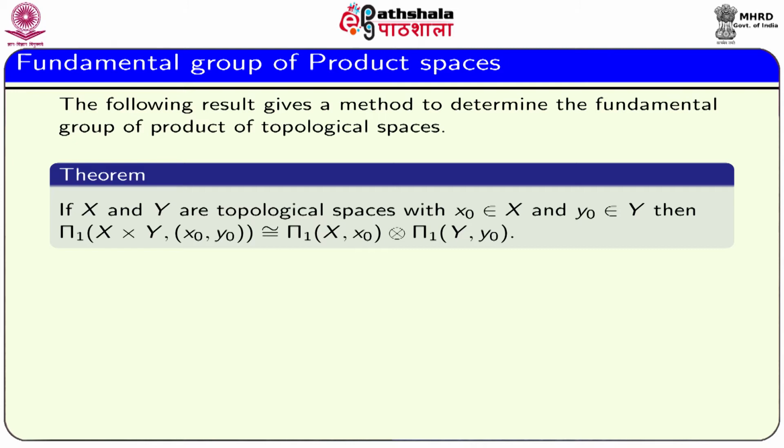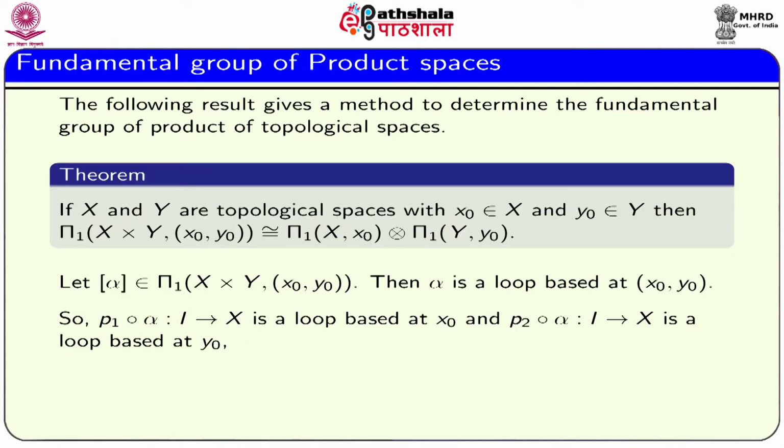Suppose X and Y are topological spaces and we fix two points, x0 from capital X and y0 from capital Y. We shall show that the fundamental group of X product Y with respect to the base point (x0, y0) is isomorphic to the direct product of the fundamental groups π1(X, x0) and π1(Y, y0). To prove this, we take a point, the class [α], from the fundamental group of X cross Y based at (x0, y0).